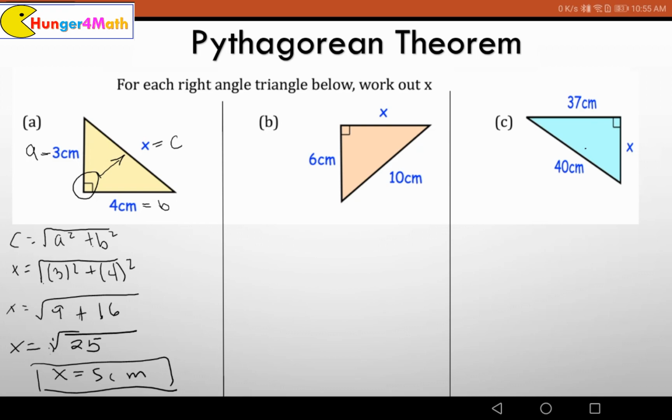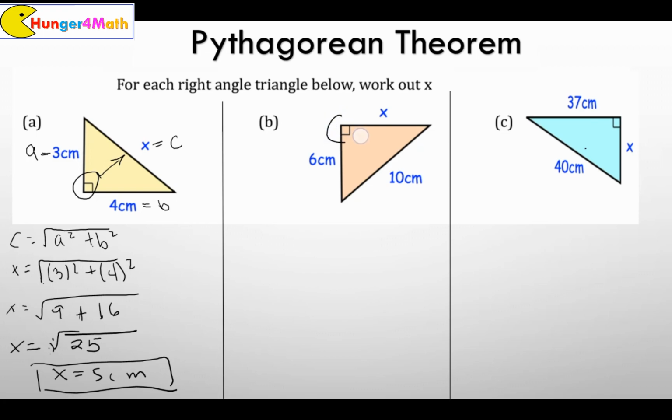Letter B, again, first identify where your hypotenuse is, and that's once again the side opposite your right angle. So 10 centimeters will be our letter C. And then the 6 centimeters, we can name it either A or B. So for now, let's name it as B, and X, let's name it as A. So the formula that we're going to use is A is equal to the square root of C squared minus B squared.